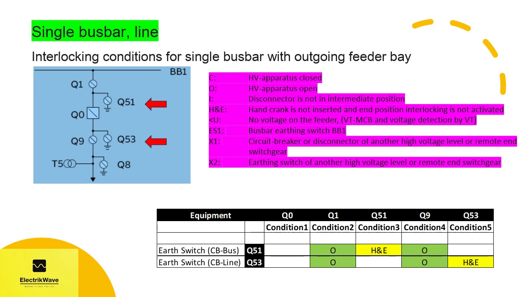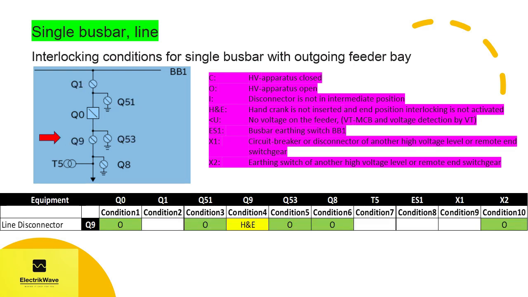Here Q51 and Q53 is switchable if conditions 2, 3, 4 and 5 are fulfilled. Busbar disconnector is open. Respective earth switch Q51 and Q53 hand crank is not inserted and position interlocking is not activated. Then line disconnector is open.